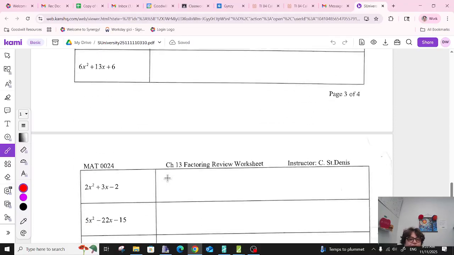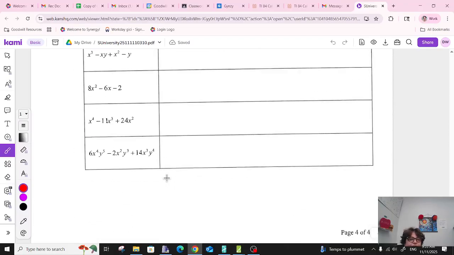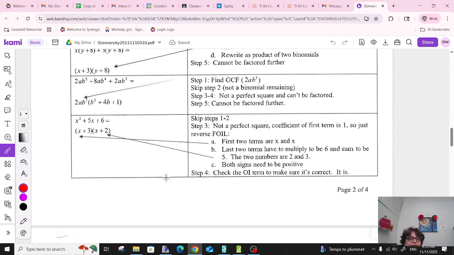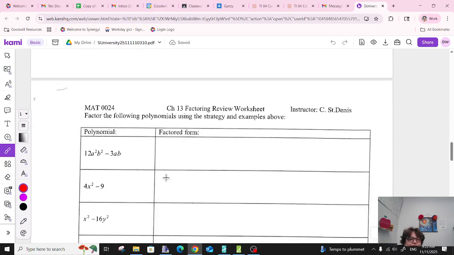So right here, we have some problems to do. So what I'm going to do is I'm going to turn off my screen. I don't have the answer key to this. I just found it online. And I'm going to factor, and then we can compare our answers. How about that? Okay. Go ahead, have fun practicing factoring. We are going to need to factor in our next geometry lesson.